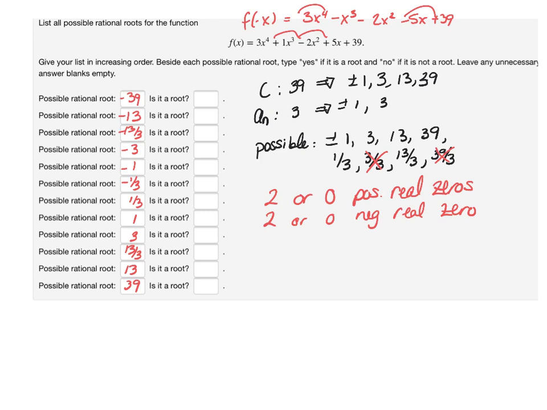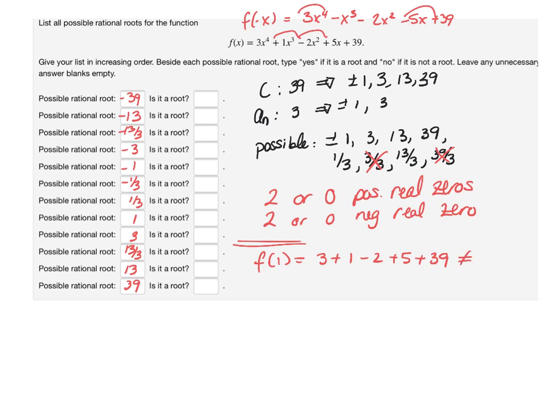So this is that step. So now I'm at step 3. So I'm going to start with 1, f of 1. So I put 1 in there, and I get 3 plus 1 minus 2 plus 5 plus 39. Does that equal 0?